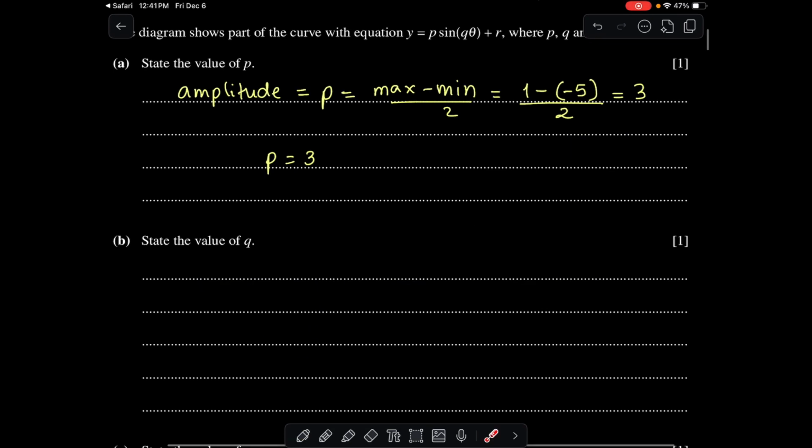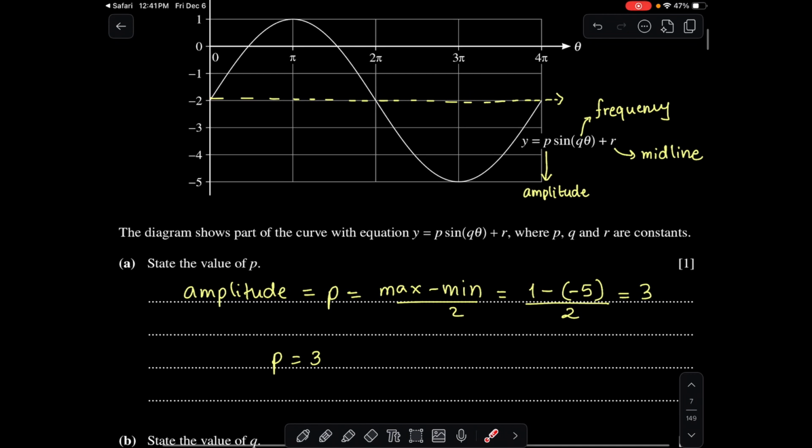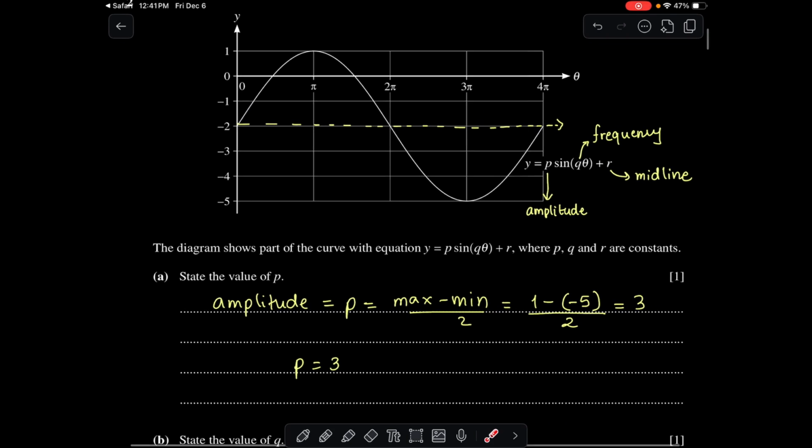Part B is state the value of Q. So Q is the frequency. How many full waves do you have in one period? Now, the period of this graph, this is a sine graph, so I can see that this is one full wave. One full wave normally occurs in 2 pi, but over here it is 4 pi.